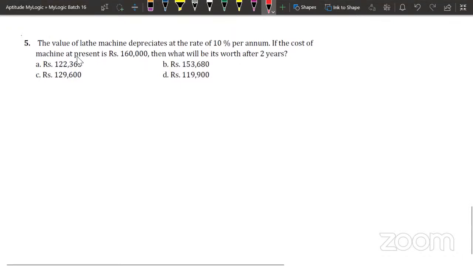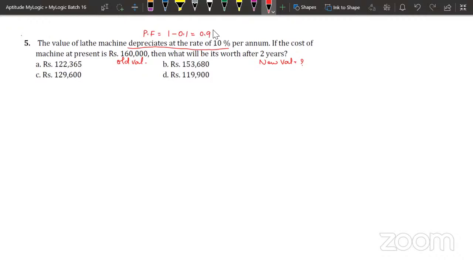Now see, the present value they have given. You are supposed to find the value after 2 years. So basically, you are finding a future value, right? So this is the new value that you are supposed to find, and this value is an old value. The rate is depreciating, meaning reducing at the rate of 10%. Now, what is the percentage factor? We subtract 10% from 1, which is equal to 0.9.